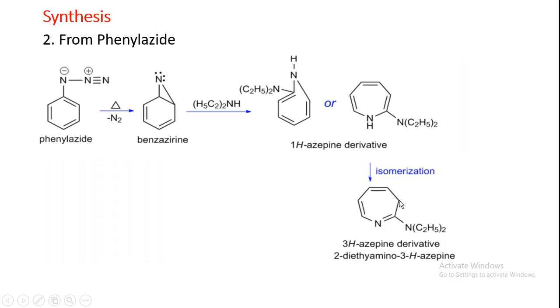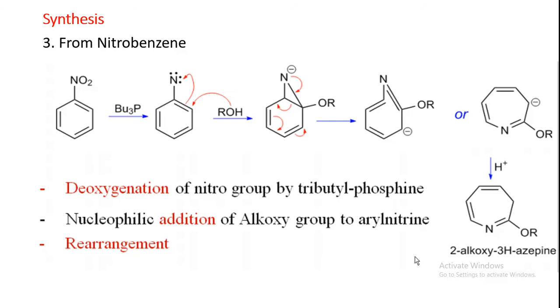If you are from the parent structure, if you are adding one hydrogen to any place, you have to give the position, 3, and you have to indicate that you are adding one hydrogen. Next, synthesis from nitrobenzene. You see nitrobenzene, deoxygenation of the nitro group by tributyl phosphine, okay. So it is deoxygenation, this oxygen will be removed, so N will remain.